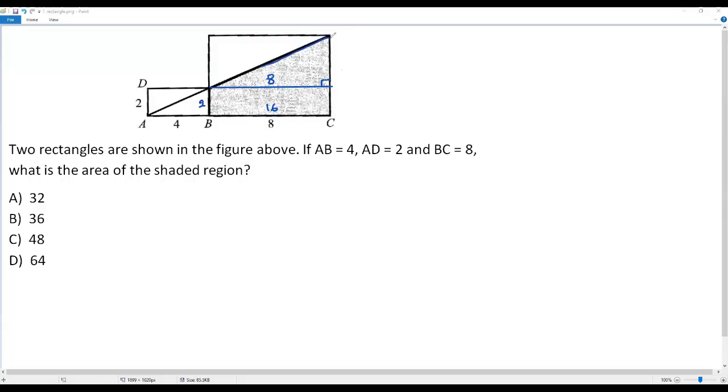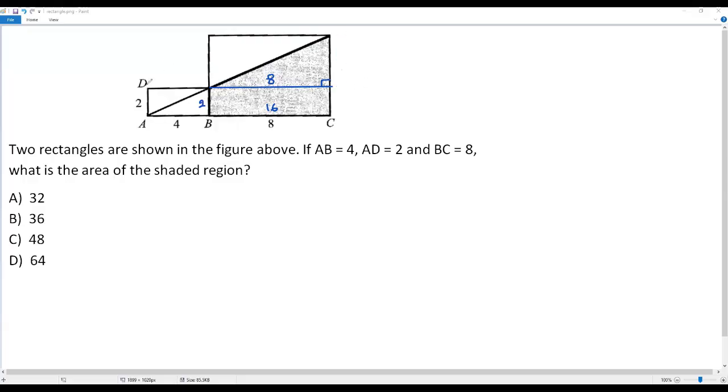Okay, now to get the area of this right triangle, I need the height of the triangle over here. Already we know the length of the base, that is 8. When I know the height of this triangle, I can multiply this base and height divided by 2 to get the area of this right triangle. How do I get the height of this right triangle over here?